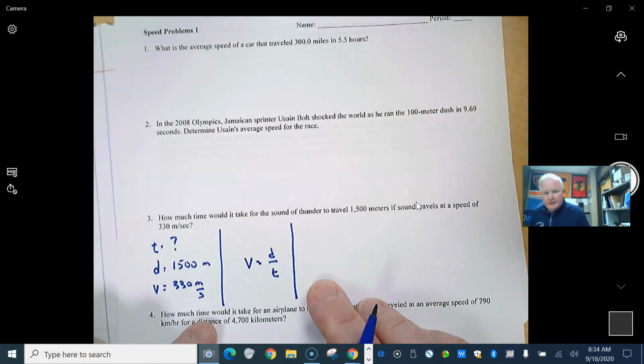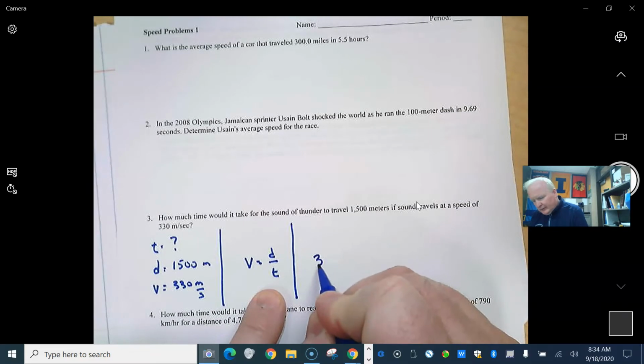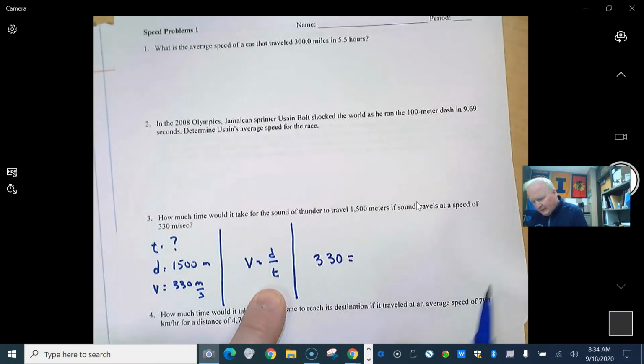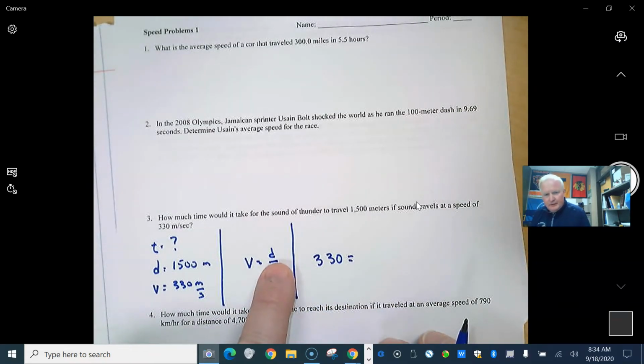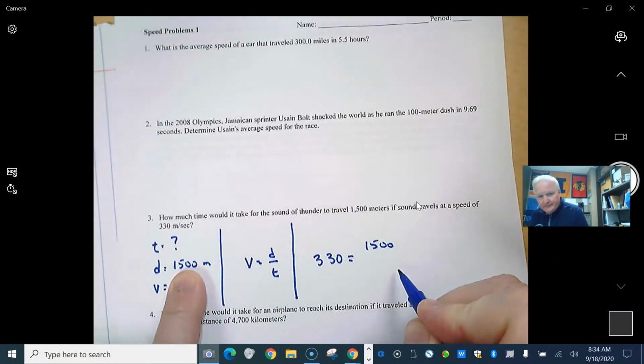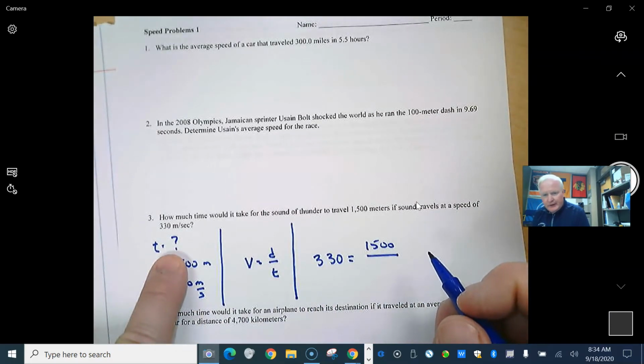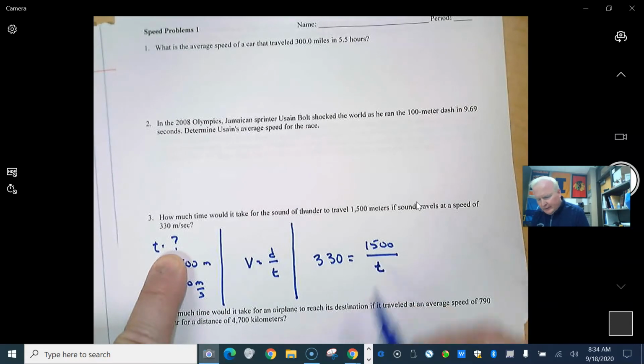The third column is the substitution column. And when I mean substitution, what I mean is we look through this list and we substitute if we have a number. So here we have V. Because we have a number for V, we substitute in that number, so 330. All right. Do we have a number for D? Yes, we do. We're going to substitute in 1,500. And then do we have a number for T? Well, no, that's what they ask us to find. So we're going to leave it as the variable. That's going to be our one variable.